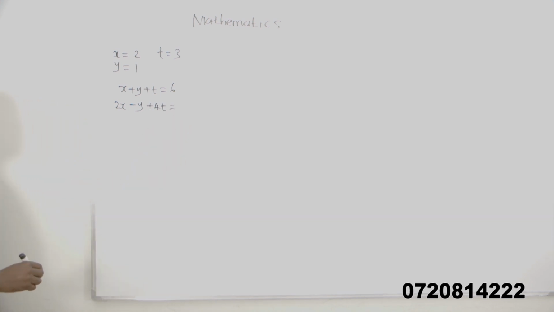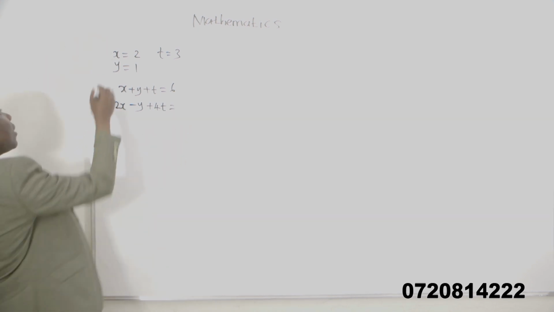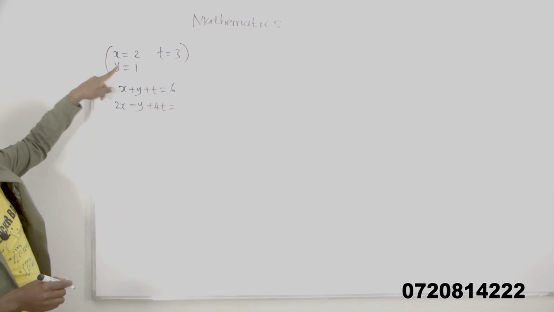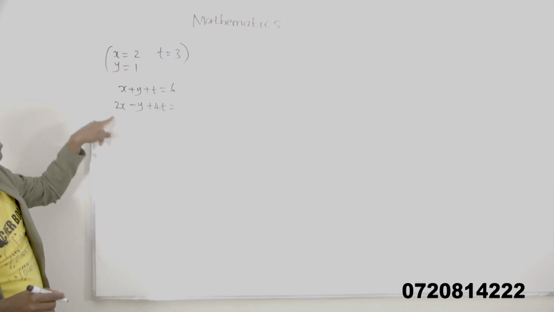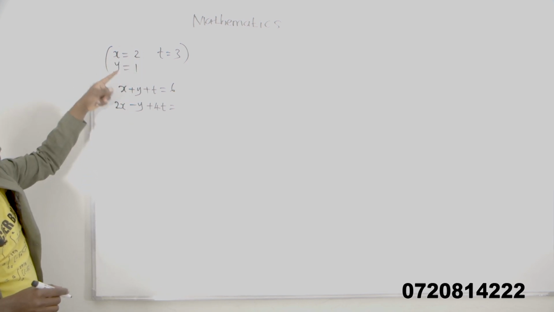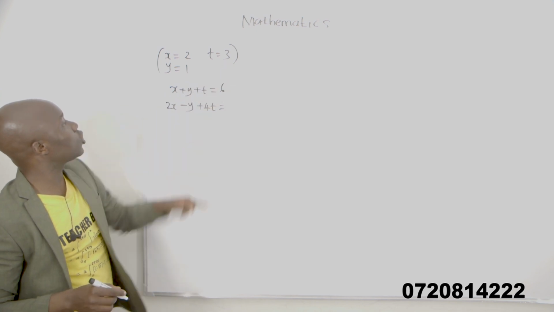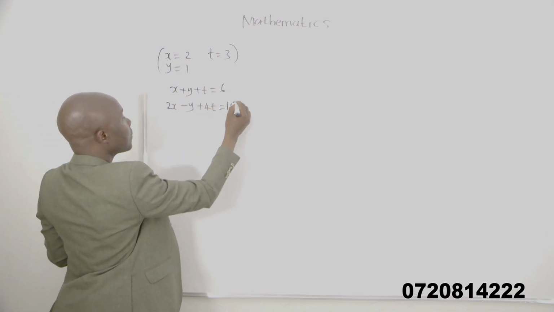What is it supposed to be? 2x. Already we know the values. I start with known to unknown. Now, if you know x is 2, so 2 times 2 is 4, minus 1 is 3, 3 plus 40, which means 3 plus 12, you get 15.